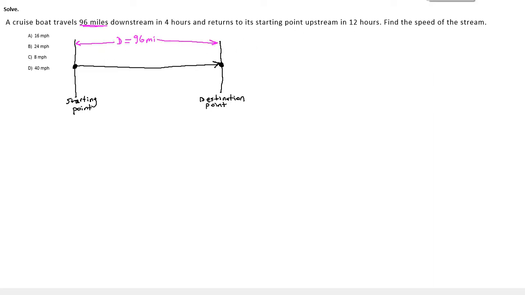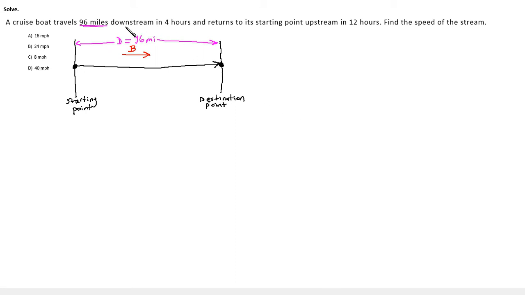Okay, something else they're telling us here is that, let's make this the boat. The boat is traveling at first with the stream. Let's make the boat's speed be b. If the boat was traveling in water that wasn't flowing at all, it would be traveling with speed b. I'm assigning a variable to one of the unknowns. We don't know the speed of the boat, and we don't know the speed of the stream.